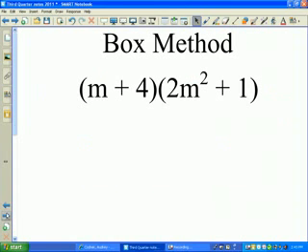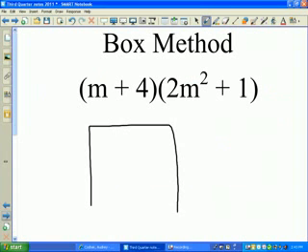So now the box method. I know a lot of people got used to the FOIL method, then when I showed them the box method, they're like, oh, I don't like it. I'm like, I know, it's change. You don't like change. You'll be fine. Now with the box method, I'm literally going to draw a box. Okay? Nothing fancy. 4 sides, 4 corners, box.